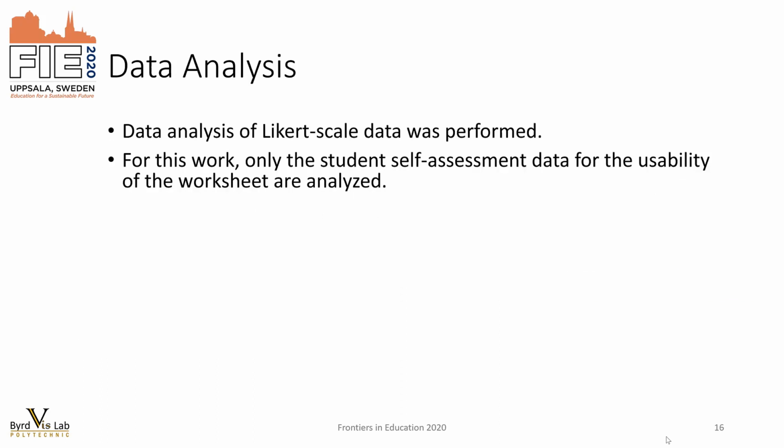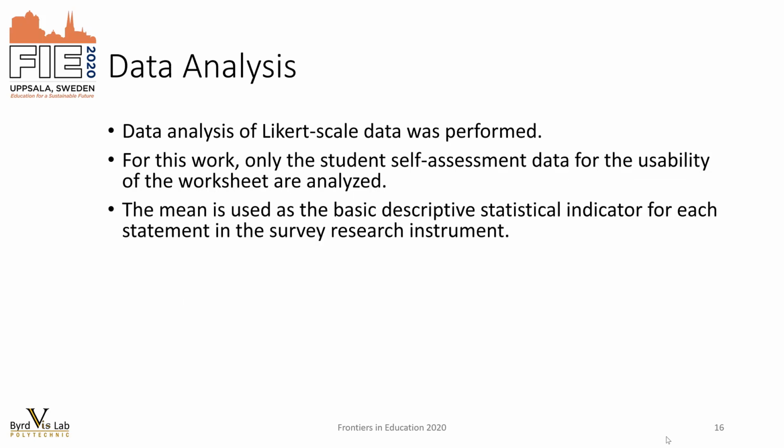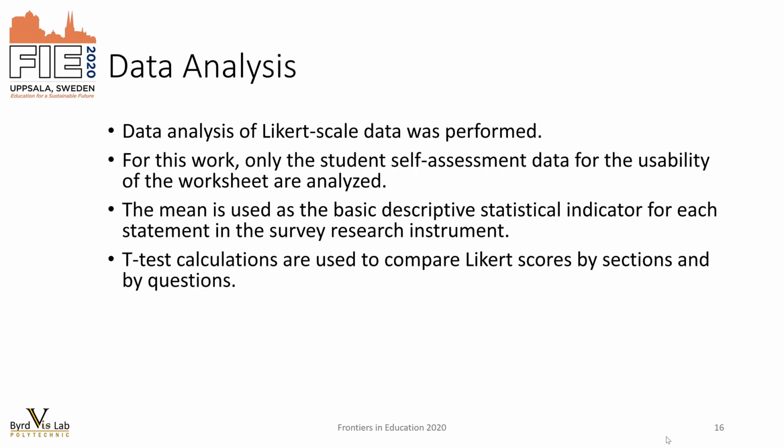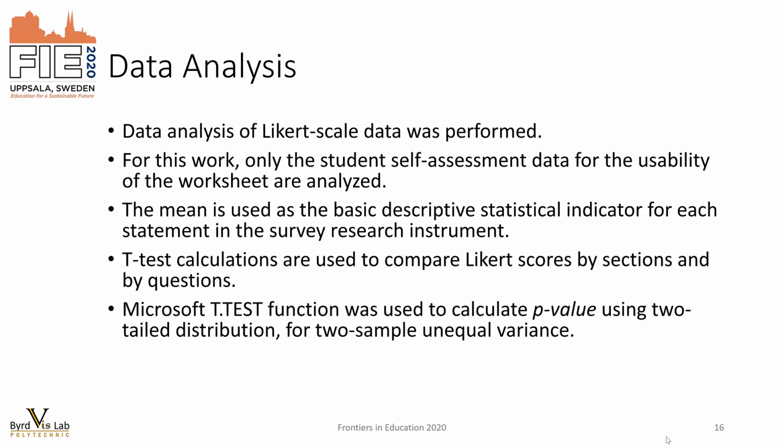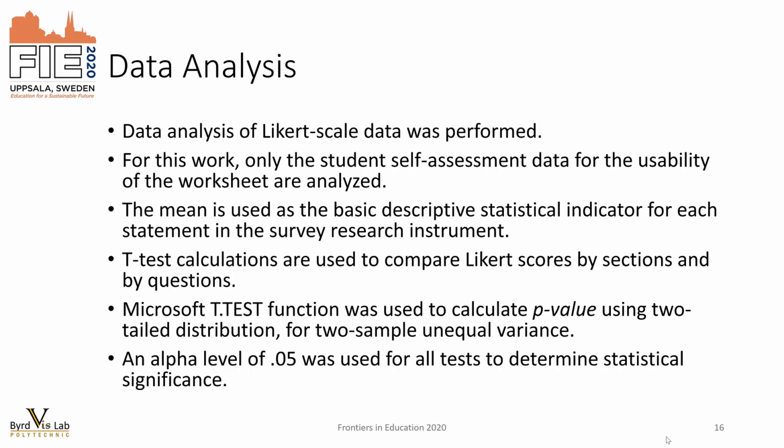For this work, only the student's self-assessment data for the usability of the worksheets were analyzed. The mean value is used as the basic descriptive statistical indicator for each statement in the survey research instrument. T-test calculations are used to compare Likert scores by sections and by question. Microsoft t-test function was used to calculate p-values using two-tailed distribution for two sample unequal variance. An alpha level of 0.05 was used for all tests to determine statistical significance.